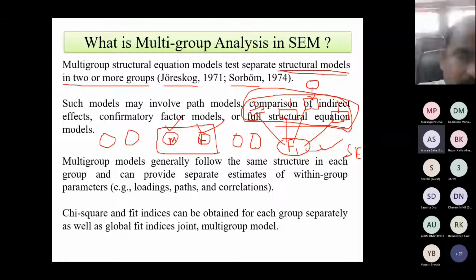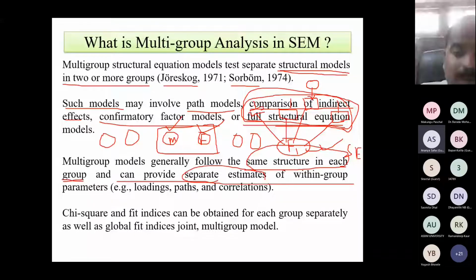Such models may involve a path model. I will show you how the path model can be compared. Comparison of indirect effects, confirmatory factor model, full structural model, all these can be tested for invariance. To simplify, multi-group models generally follow the same structure in each group, but will provide separate estimates.